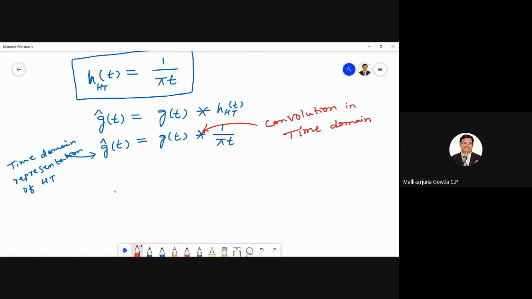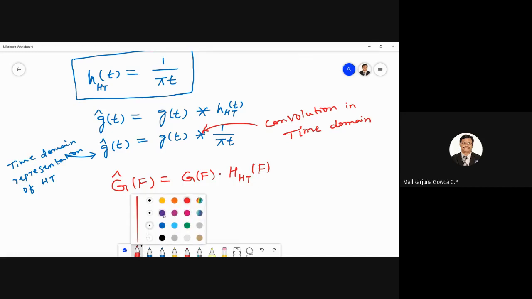So I can write g hat of t, that is in time domain, right? To write in frequency domain, I can write G cap of f. So G cap of f is equal to G of f into H_HT of f, I can write. Is this fine? So it will be multiplication of the Fourier transforms in the frequency domain, right?